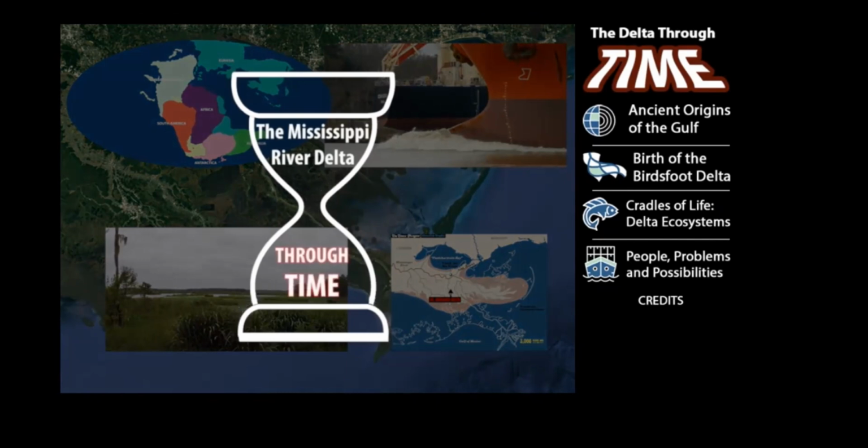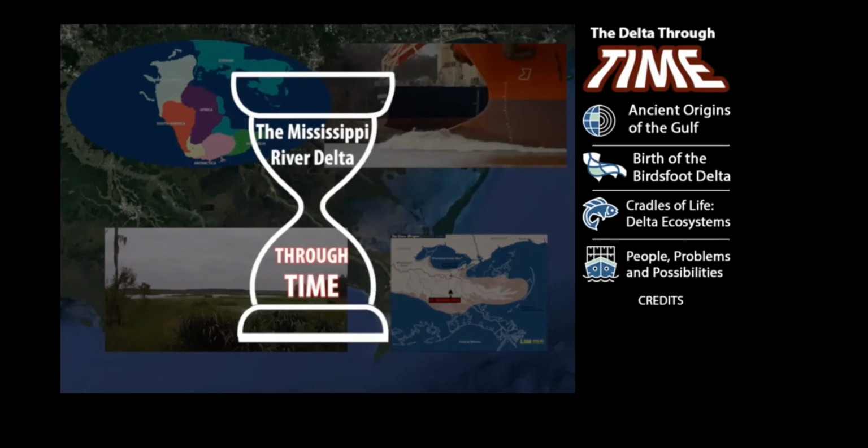There's our little splash screen, which gives you a little flavor of what this is about. So what we're going to be showing you tonight is actually the first element of this new program that we are creating. Ancient Origins of the Gulf is what we're going to be showing you tonight. The larger module that sits inside of is the Delta Through Time.